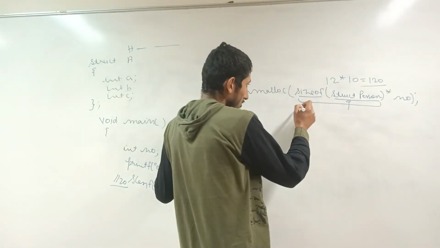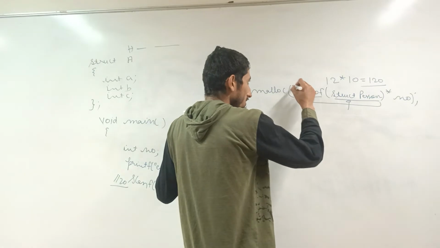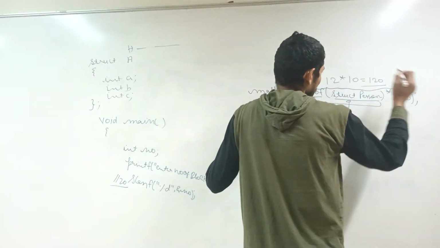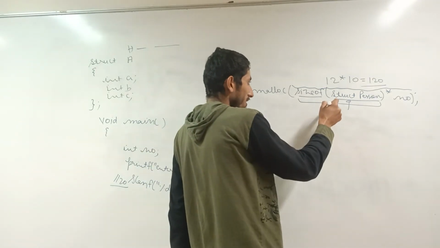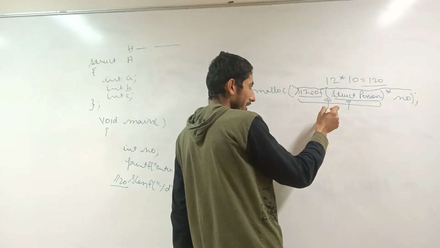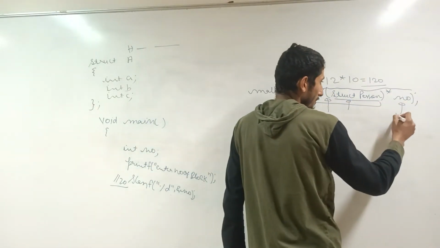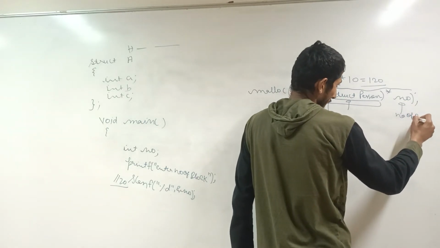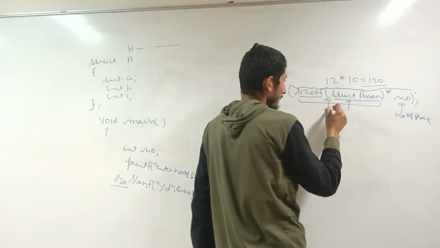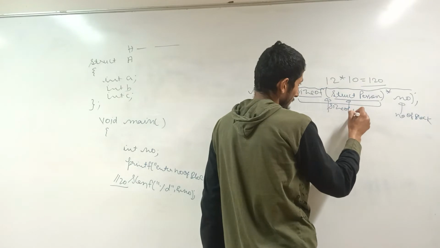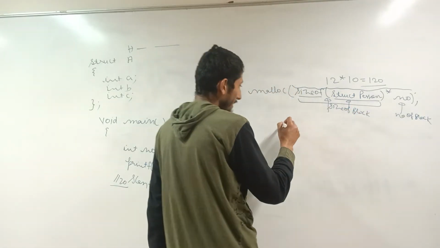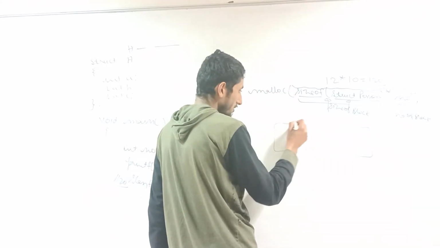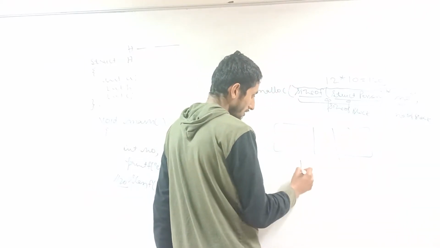In malloc function, what you have to pass? You have to pass number of bytes. So in order to calculate number of bytes, first of all you have to calculate the individual size of a block, and then how many blocks, that is number of block, and that is size of a block. Are you following this one? Then compiler has given you 120 bytes like this.